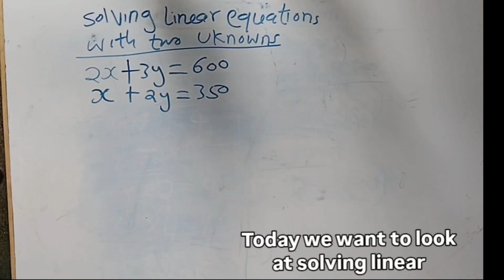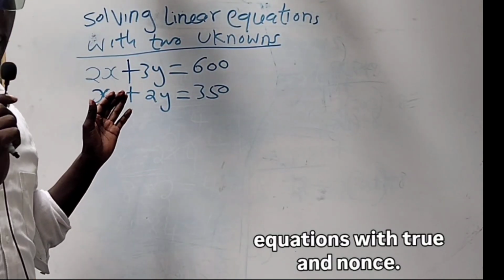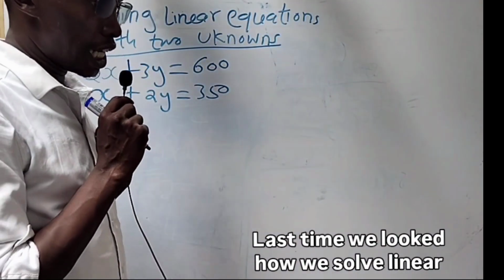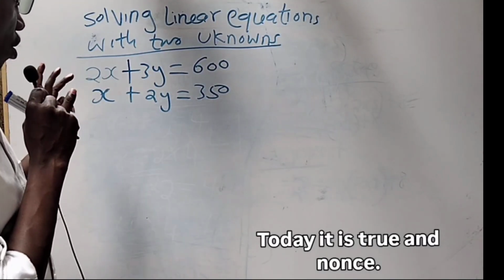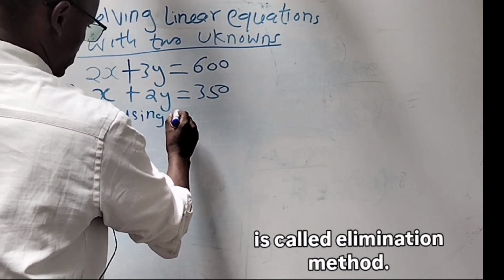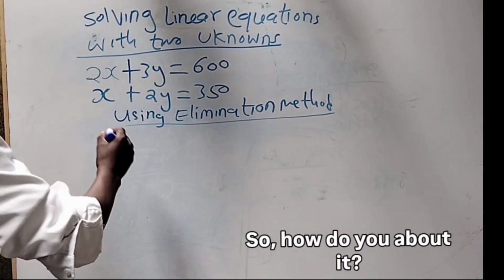Today we want to look at solving linear equations with two unknowns. Last time we looked at how we solve linear equations with one unknown. Today it is two unknowns, okay? And the method we are going to use is called the elimination method. So how do you go about it?